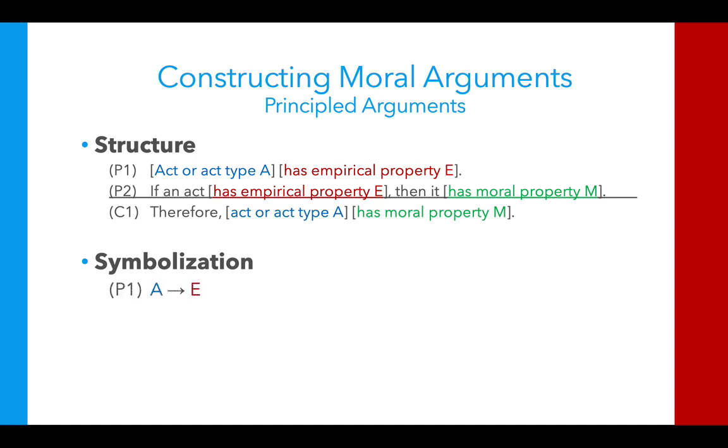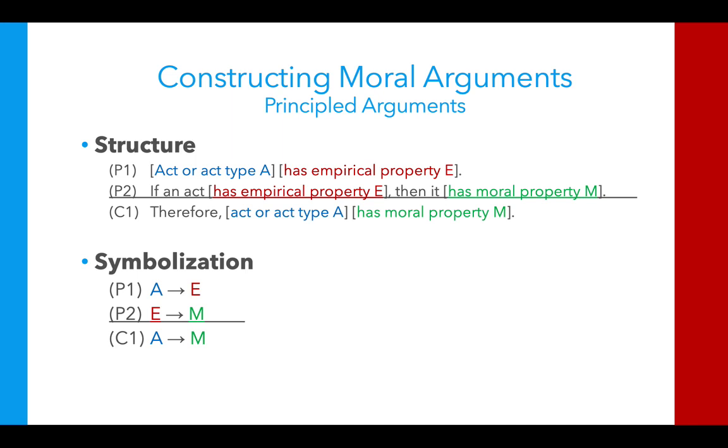So premise 1, an act has property E. I'm just going to say A arrow E. What that arrow is indicating is that anything that's A is going to have property E. A guarantees E. Premise 2 says E guarantees M. So anything that has property E is going to have property M. And when we get those two premises like that, we can conclude that, therefore, whatever has A has M. An act A, or of type A, has property M.